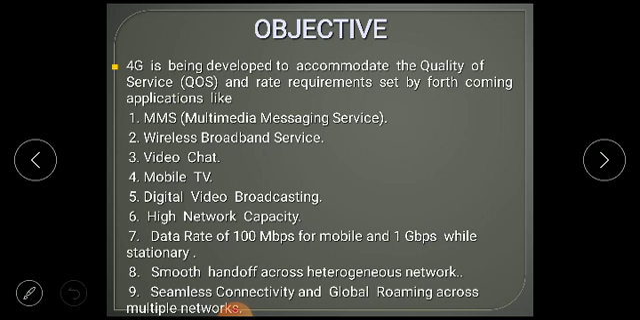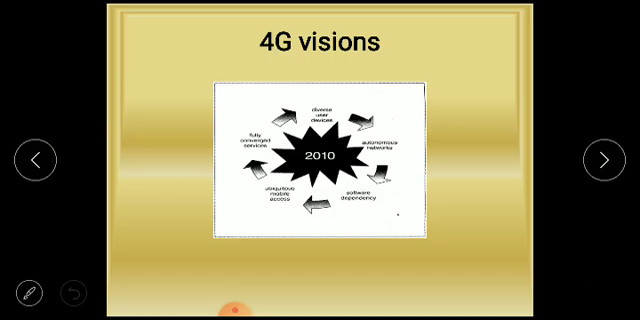So for these applications and all, the 4G should accommodate the quality of service. It should meet the requirements of the quality of service. That is the main objective of the 4G technology, right?